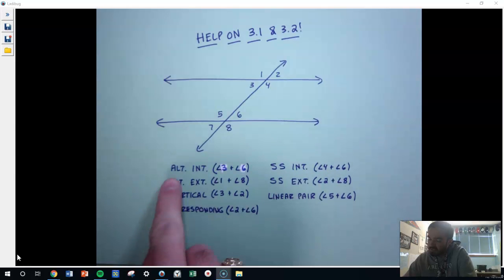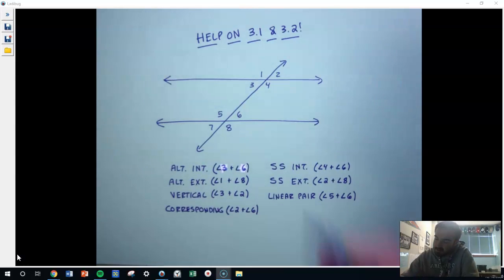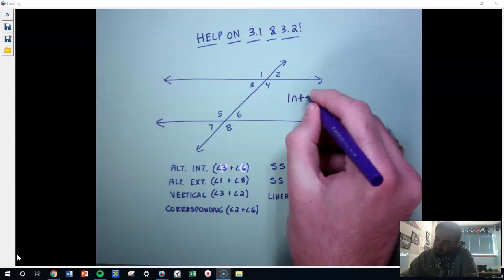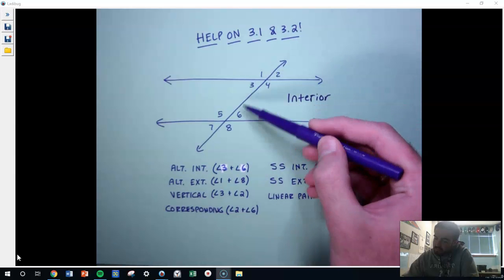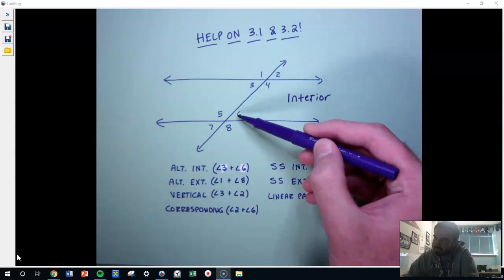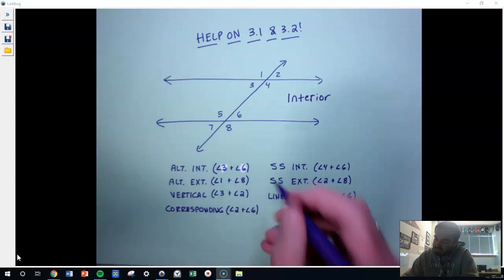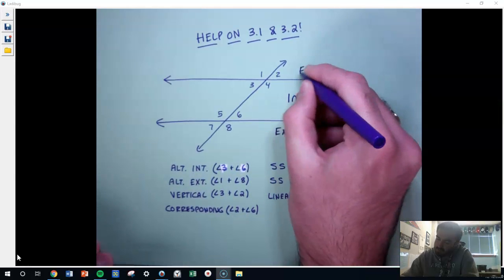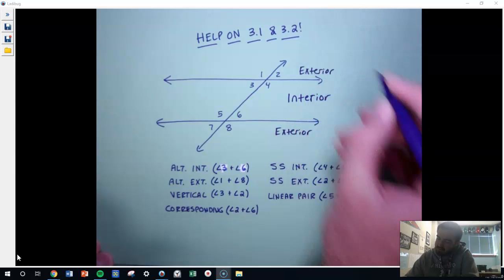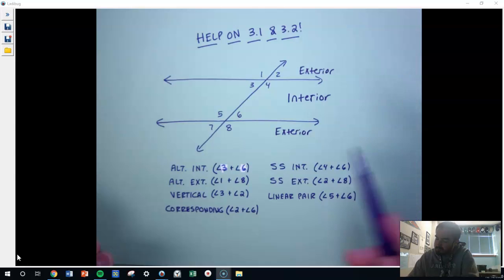Okay? Alternate interior would be something like in the interior, which is right here. Something that's on opposite corners, so like 3 and 6 or 5 and 4. Similarly, alternate exterior would be angles that are both on the exterior, something like 8 and 1, 7 and 2, right?